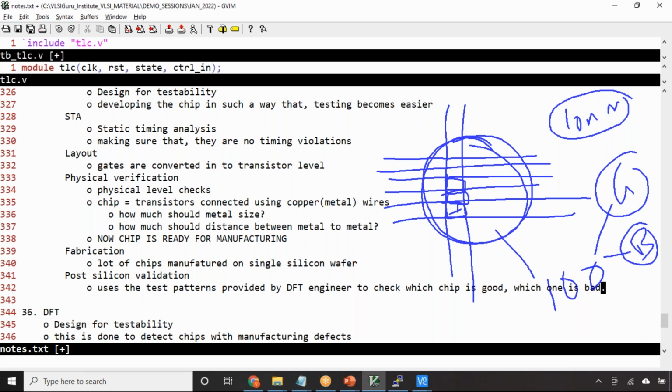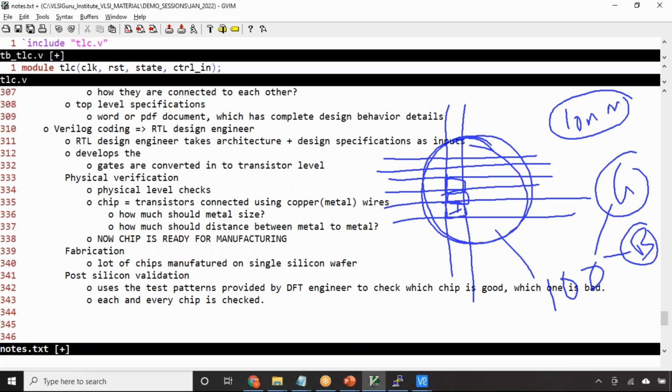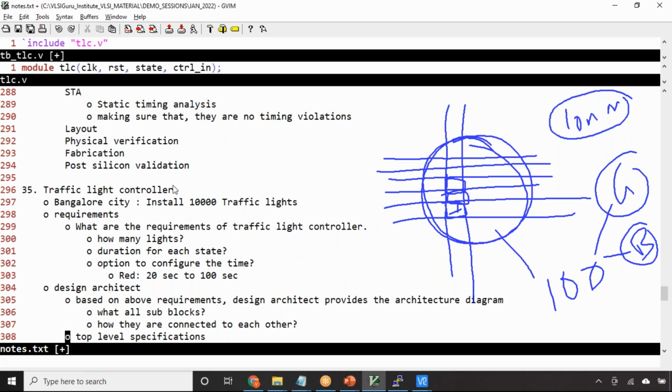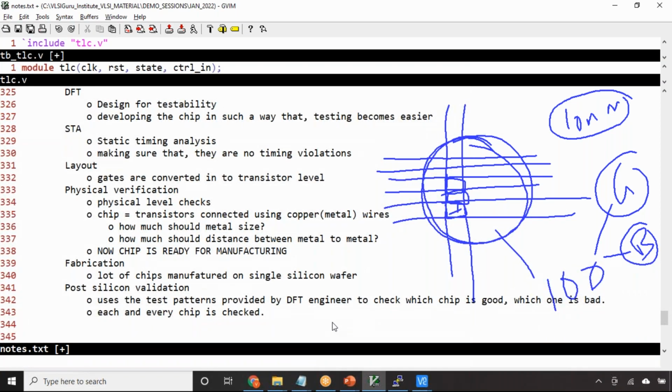So finally, what happens? They do prototype checking. Each and every chip is checked. The good ones go into my final traffic light controller and the bad ones will be thrown off. That is how we end up getting 10,000 traffic lights installed in the city. So this is all that went into the manufacturing of that traffic light controller system.